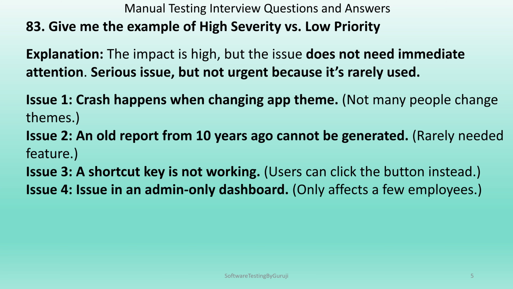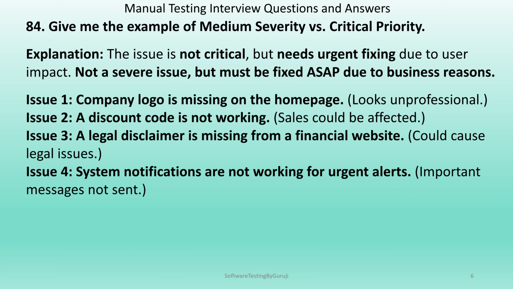Let's move to another question. The next question is: give me the example of medium severity versus critical priority. Explanation: the issue is not critical but needs urgent fixing due to user impact. We can say it is not a severe issue but must be fixed as soon as possible for business reasons. Let's see some examples for it.